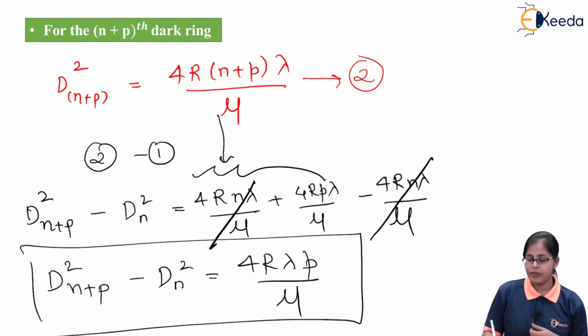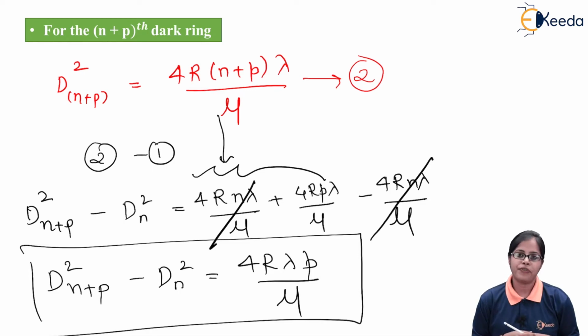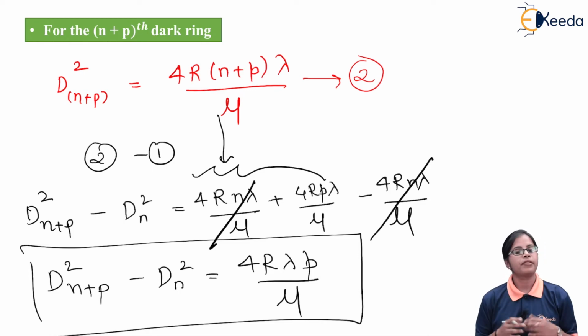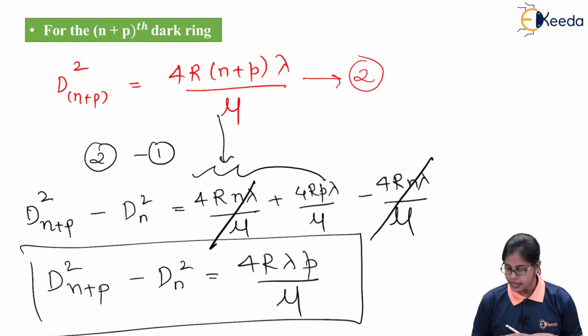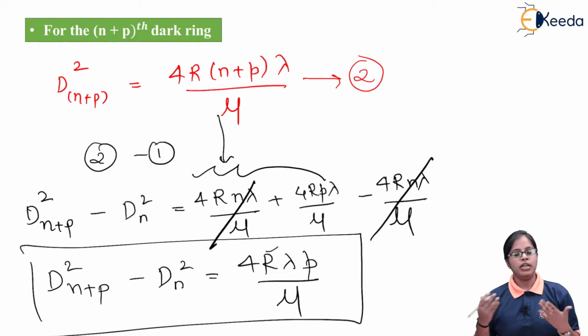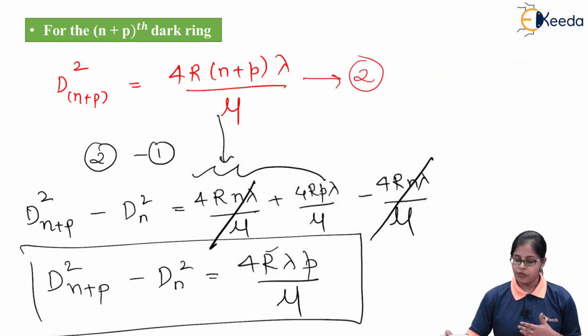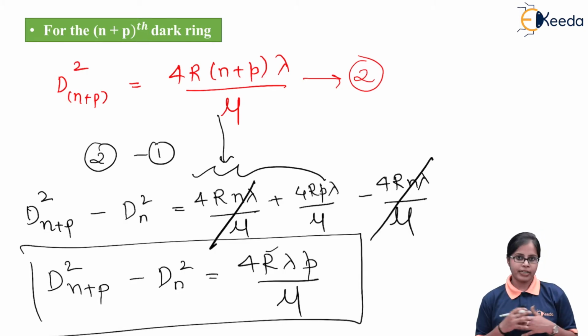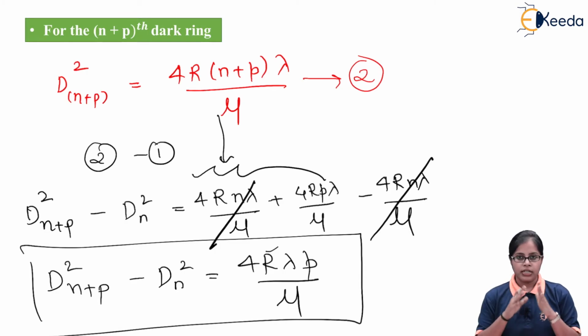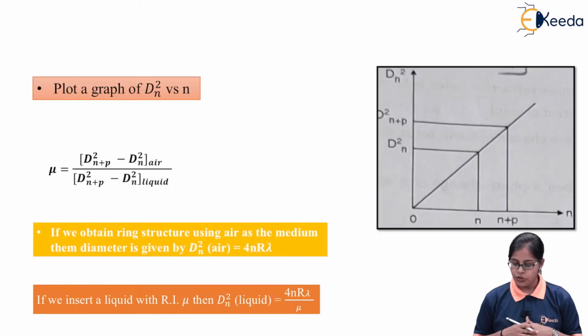So this gives me the difference between the diameter of the n plus pth dark ring and the diameter of the nth dark ring, and as this is related to the four terms, that is the radius of curvature of the lens R, lambda, that is the wavelength of the monochromatic light, p, which indicates the order, and mu, which indicates the refractive index of the liquid film which is being used.